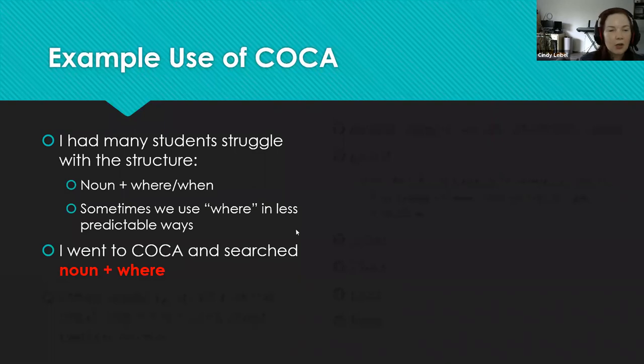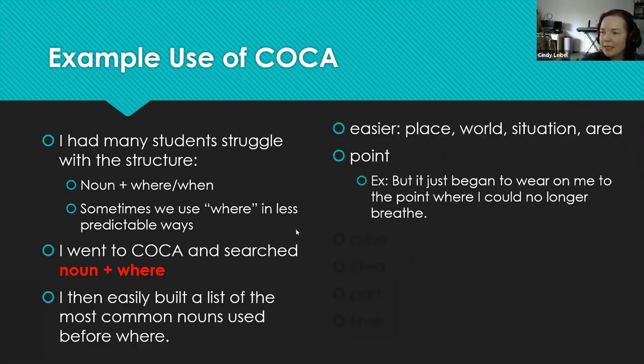So I went to COCA and searched noun plus "where" to find all examples of a noun being used in front of "where." Then I could make an easy list of words that are used before "where" and give this list to students. Like "point": it just began to wear on me to the point where I could no longer breathe. And of course it has thousands of examples for these uses.